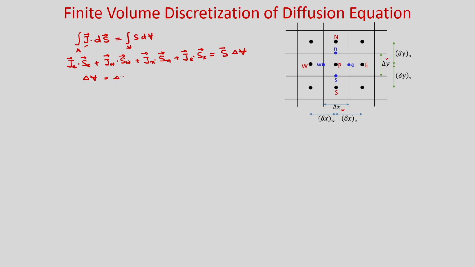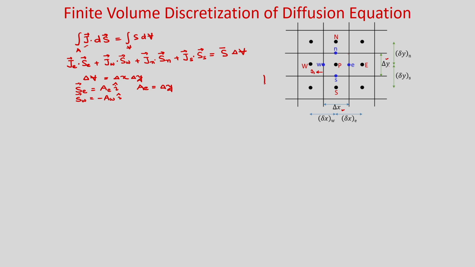So, it will be delta x into delta y. And the surface area vector Se will be Ae i, where Ae, obviously for this east face, you can see, is delta y. But as we discussed, Sw will be minus Aw i, because for this face the outward normal is in the negative x direction.